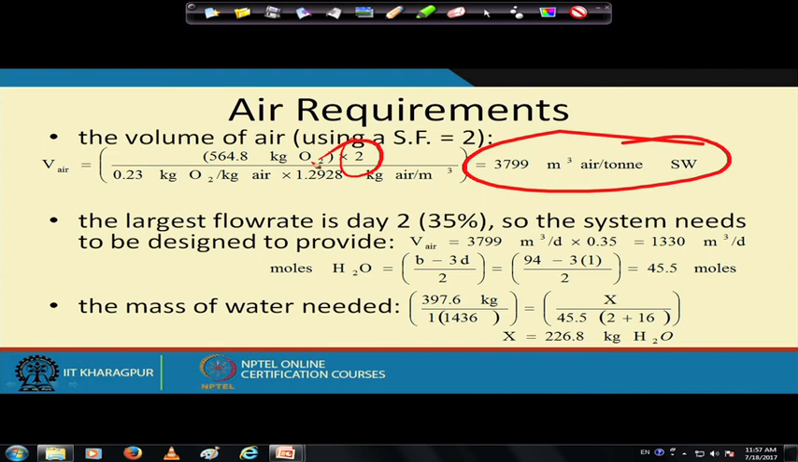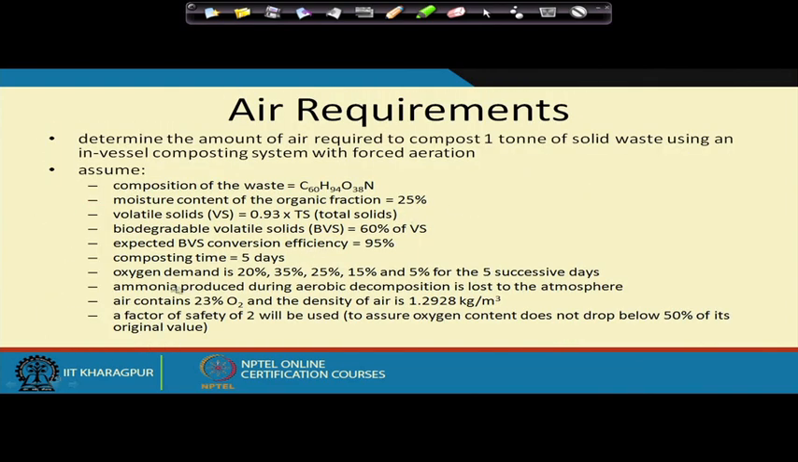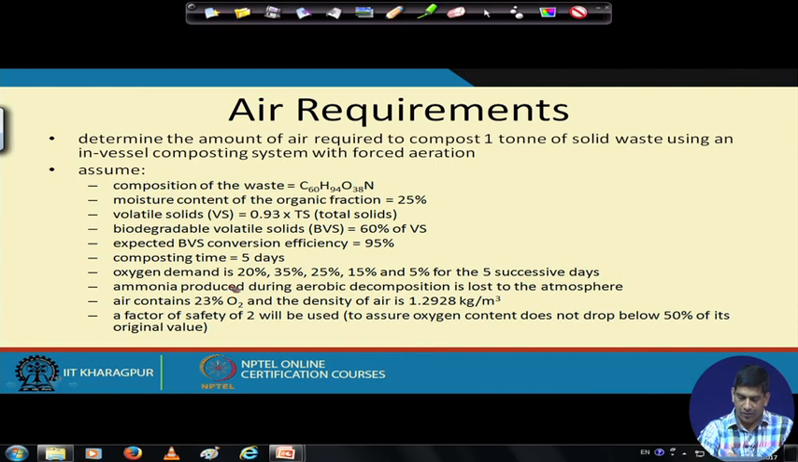And if you go back to the problem statement, you will remember it says the oxygen demand is 20%, 35%, 25%, 15%, and 5% for 5 successive days. So this is the oxygen demand on 5 successive days. The maximum is 35% on day 2. So why is this information important?